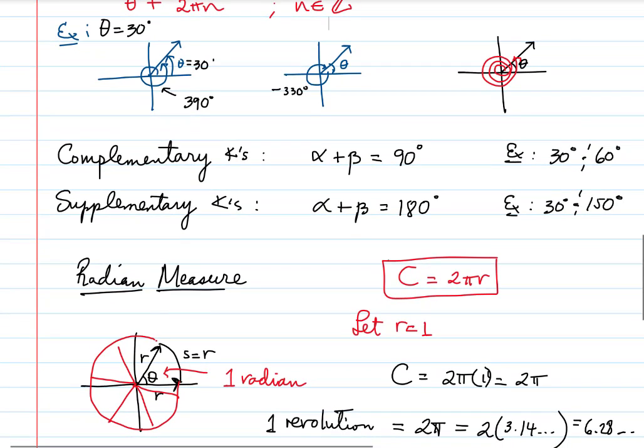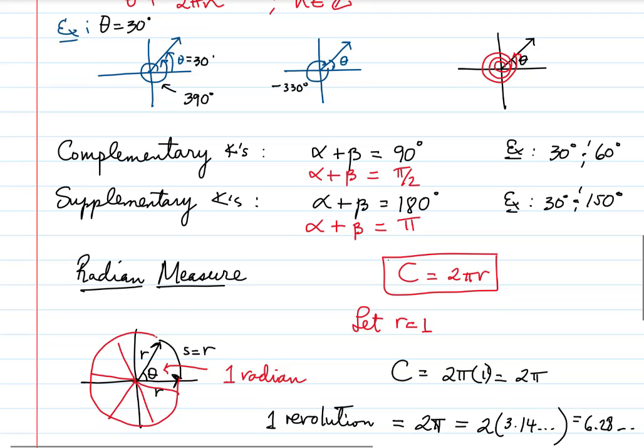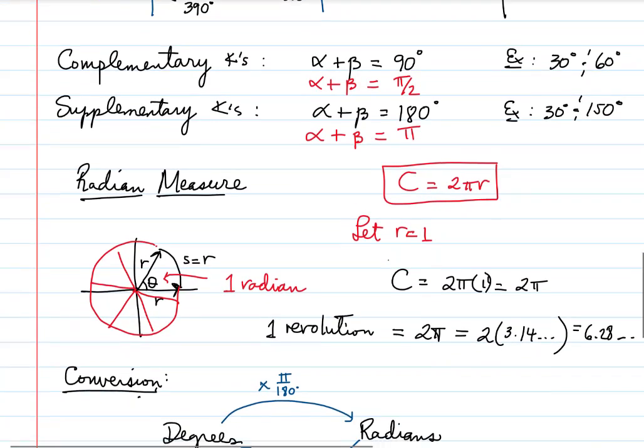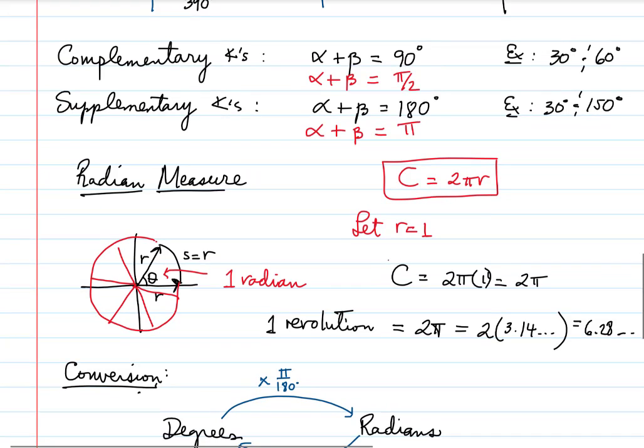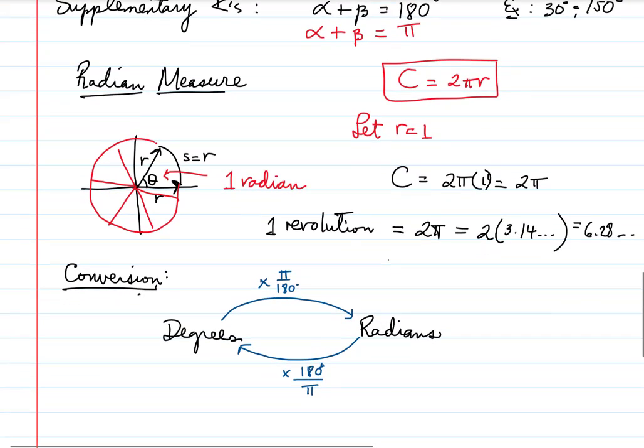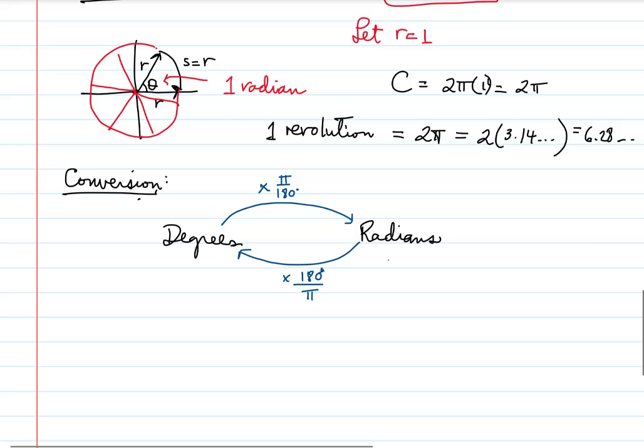All right, also for complementary and supplementary angles, we now have alpha and beta. If they're in radians, 90 degrees is pi halves. For supplementary angles, alpha plus beta would be equal to pi, which is 180 degrees. So I'm just converting everything to radians here. Everything is going to carry over the same, it's just we're in a different measure. And then we have our conversion here to go back and forth. Right, so let's look at an example here.